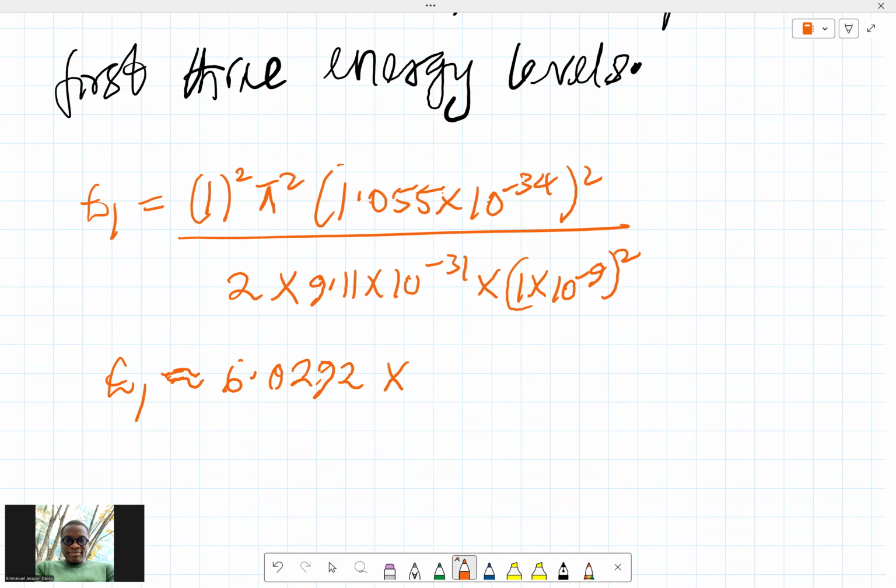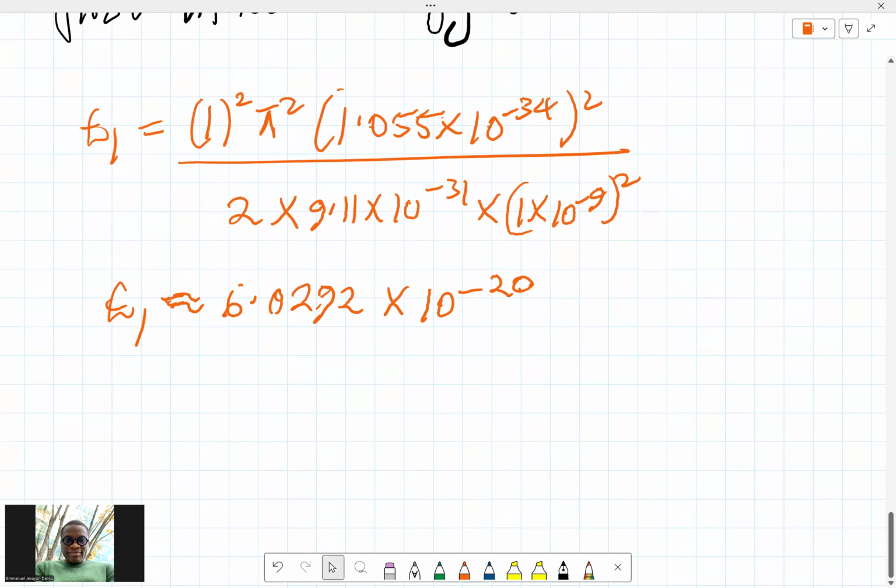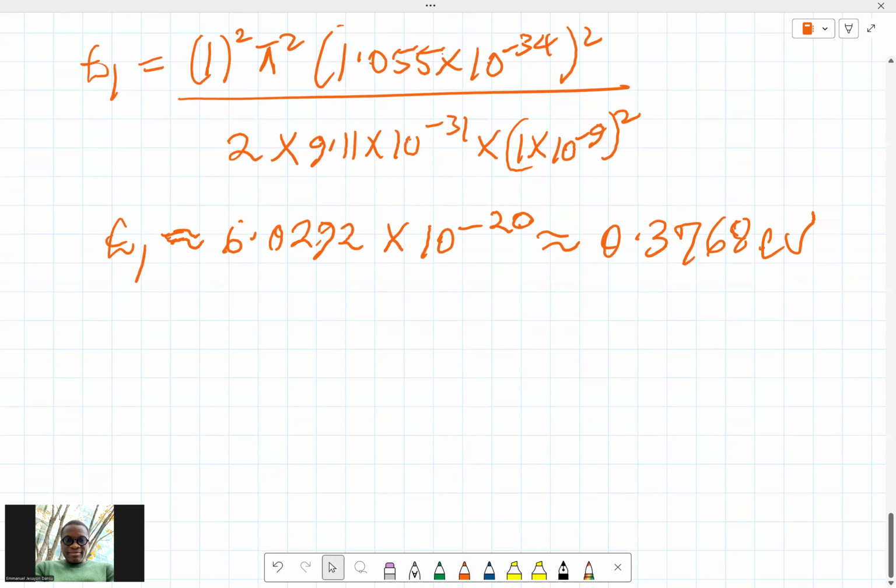It's 6.0292 times 10 raised to minus 20. Okay, and we can convert it into electron volts, which is a common practice. That takes it to approximately 0.3768 eV. I think the division is by 10 raised to minus 6 or so. Yeah, I'm going to show the Python code, so all of that will be clear there. Okay, so that's the first energy level, right?